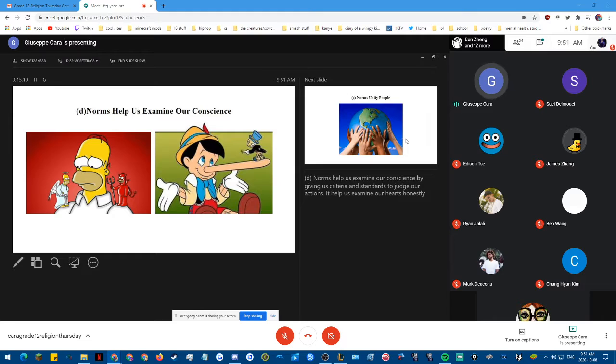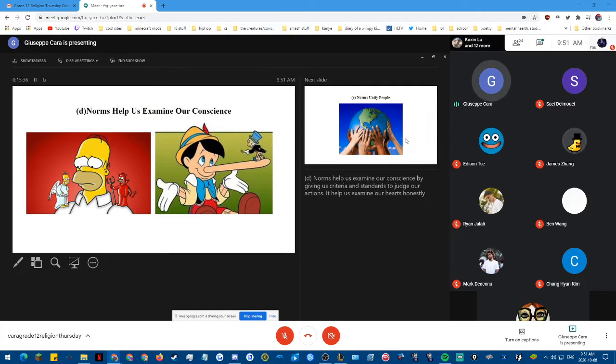Okay, norms help us examine our conscience. So we see these two pictures again. By giving us criteria and standards to judge our action, it helps us examine our hearts honestly and examine what's in our head. So we have Homer Simpson's good angel and bad angel. When it comes to cable, the good angel says don't do it, and the bad angel says do it.